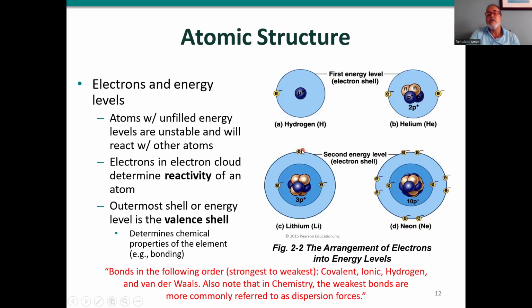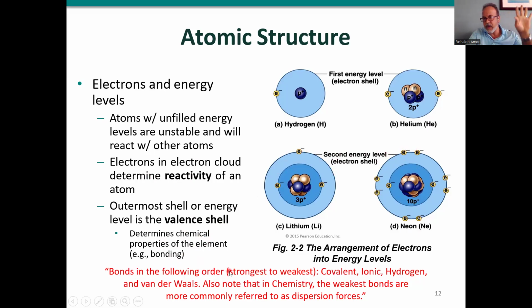Now, the outermost electrons here, in this case, this is the outermost. The outermost electrons, we call that, they're in the valence shell. So we call those valence electrons. And those electrons that are further away from the nucleus are the ones that determine the reactivity of an atom. These valence electrons determine the chemical properties of an element, okay? So that means that they determine bonding.